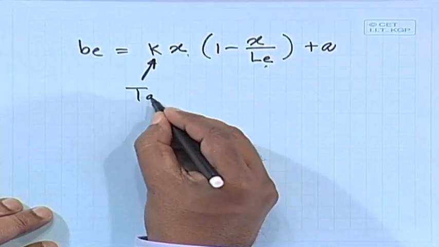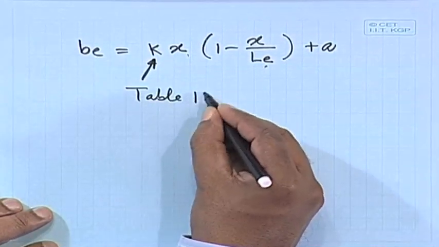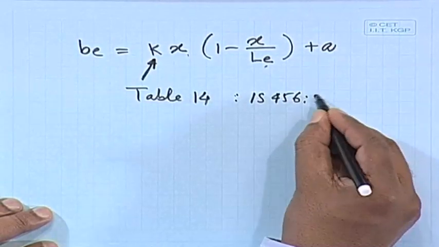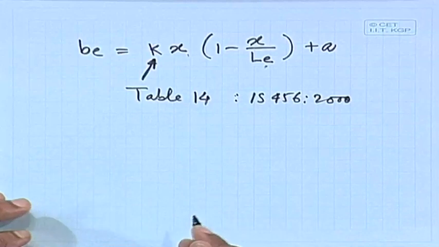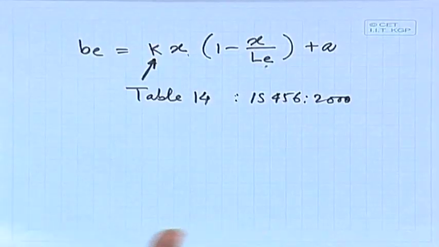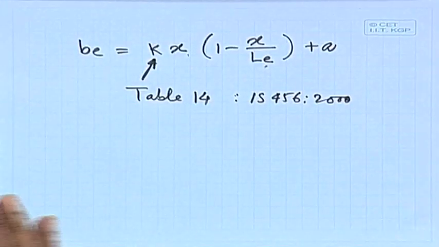I shall get it from Table 14 of IS 456:2000. So, due to the concentrated load, we have to calculate that effective width instead of taking 1 meter, and we can find it from this formula, which is also available in the code. Similarly for the cantilever beam also.